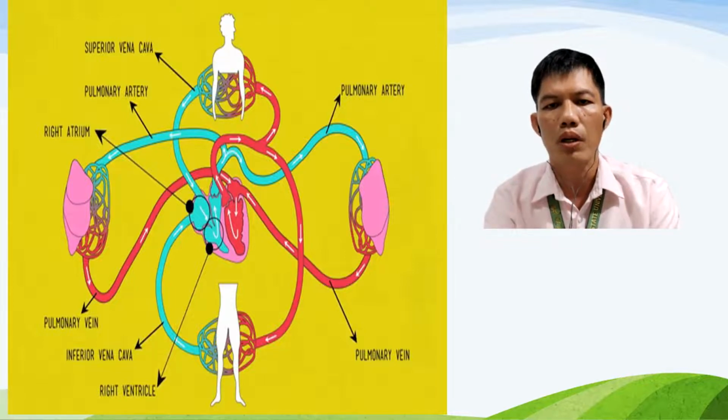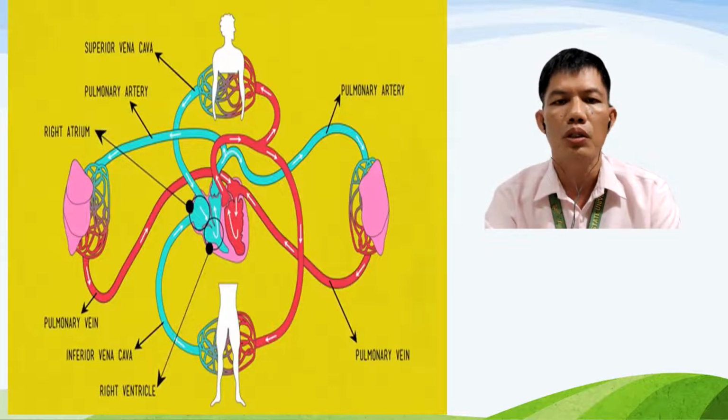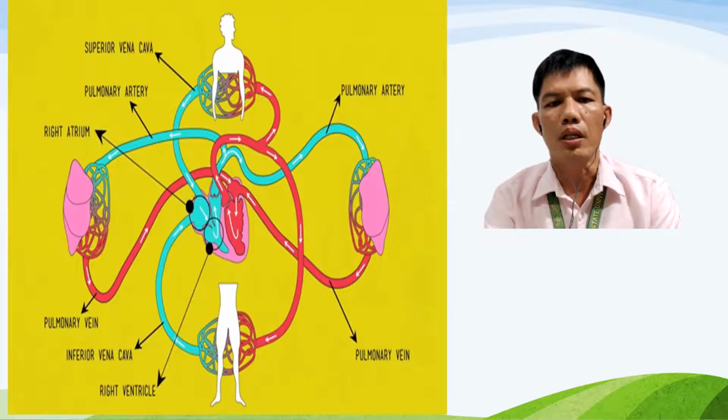So the blood here will become reddish or oxygen rich, and it will go to the left atrium, the upper chamber of the heart, going to the mitral valve, and going to the left ventricle. Then it will be pumped to the aorta and to the different parts of the body. This is called the systemic circulation.